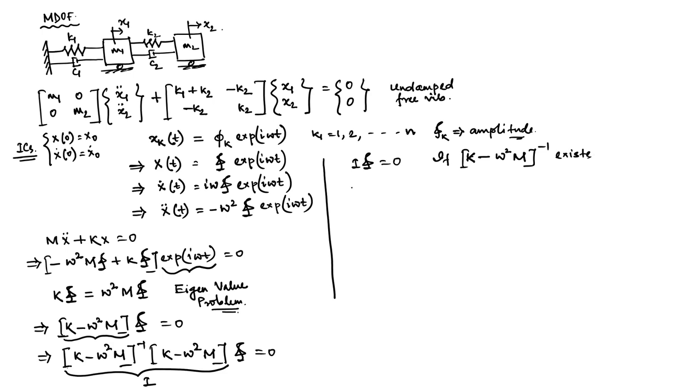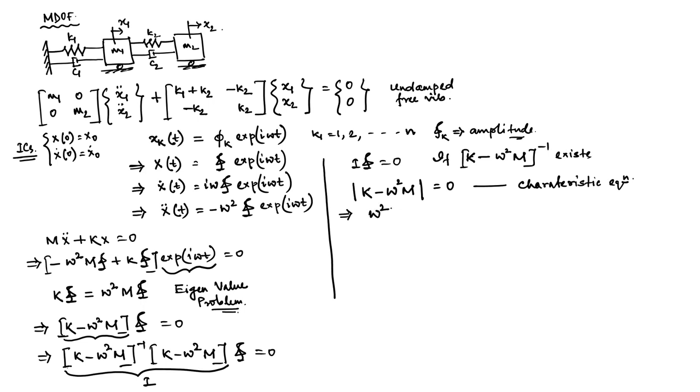Or in other words, for our case, phi is not equal to 0, because we are not looking for a trivial solution. So, what we have is the determinant of K minus omega square m, the mod of this, is equal to 0, because in that case only the inverse will not exist. So, that leads to the characteristic equation.